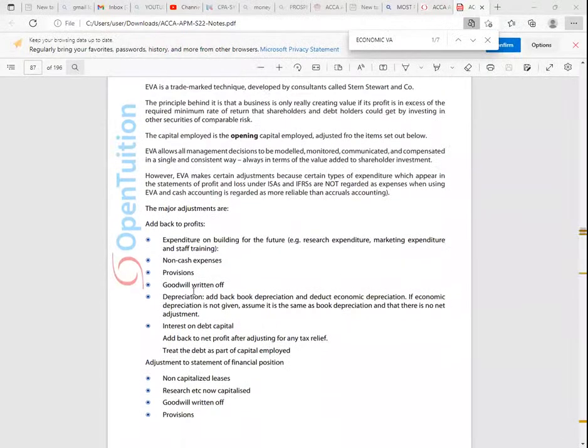So we are told here, all non-cash expenses, ladies and gentlemen, have to be added back. Any provision, a provision is a non-cash expense. Any goodwill written off. Depreciation: add book depreciation and deduct economic depreciation. If economic depreciation is not given, assume it is the same as book depreciation and that there is no net adjustment. And then we have interest on debt capital that has to be added back after adjusting for any tax relief. Treat the debt as part of capital employed.